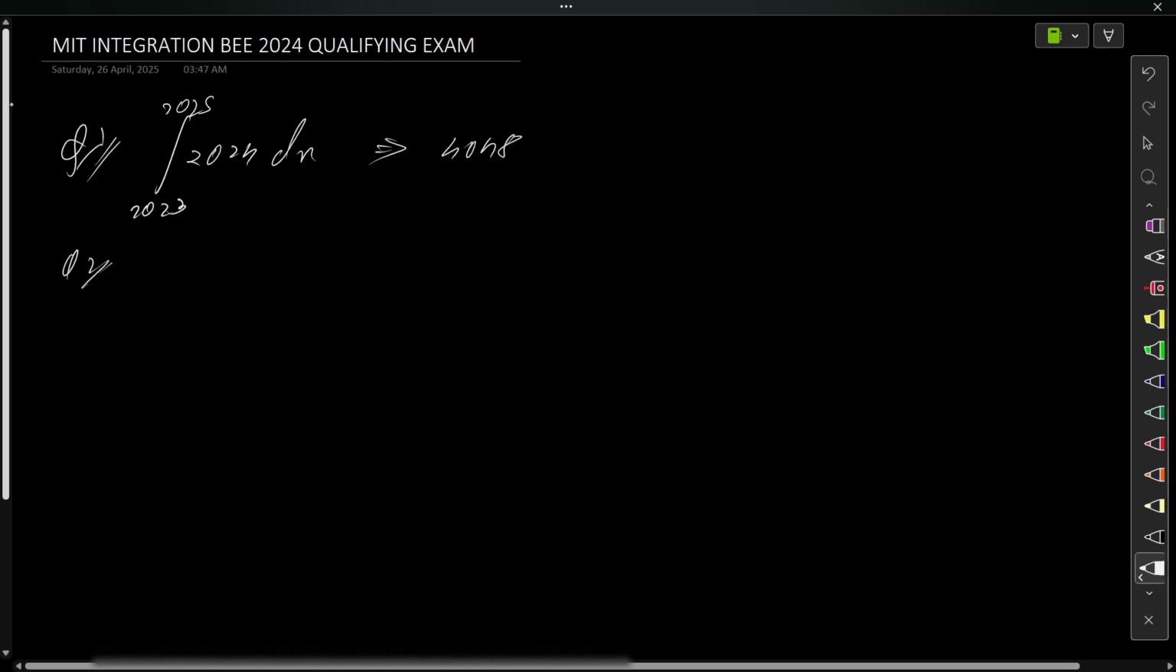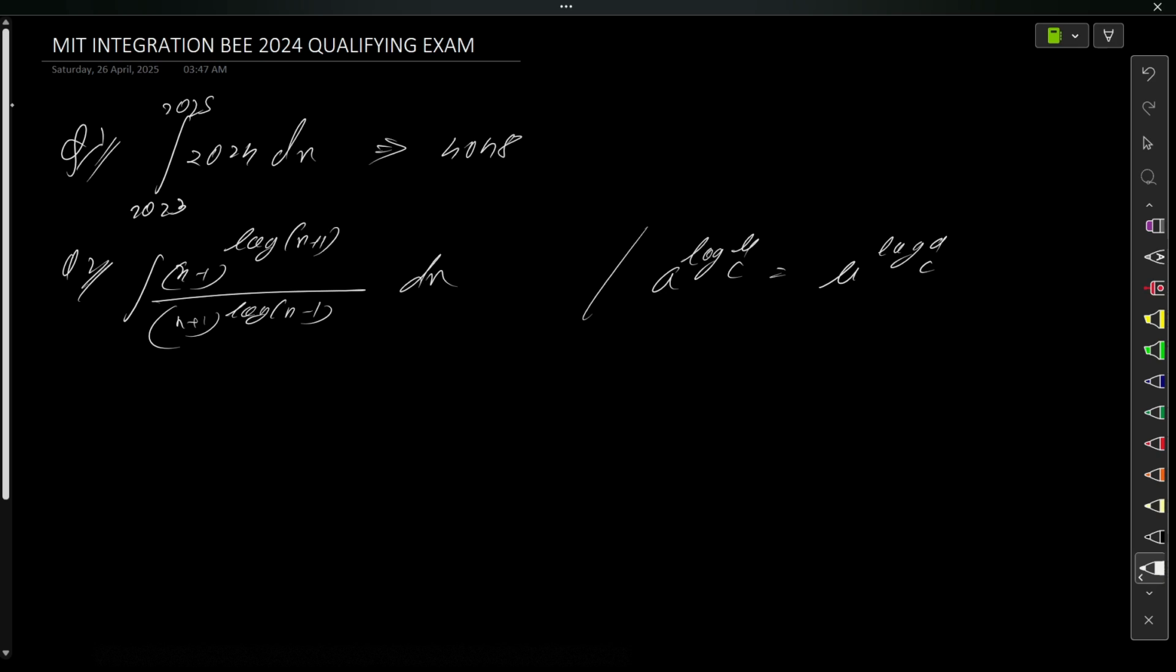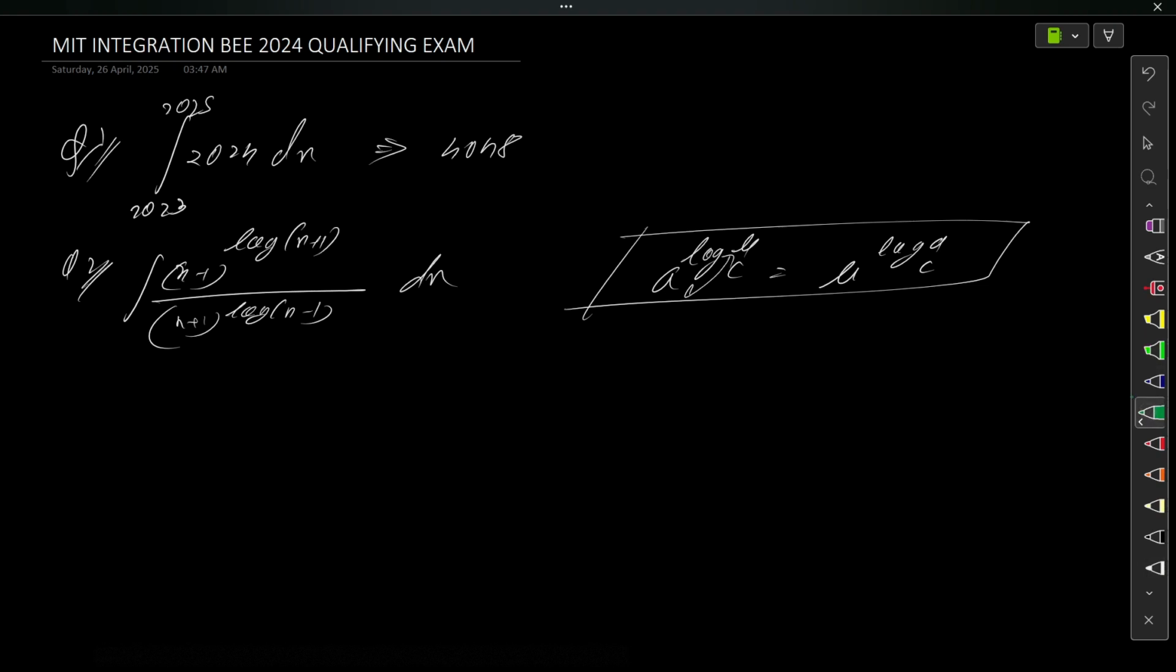Next question: integral of (x minus 1) whole to the power log of (x plus 1) divided by (x plus 1) whole to the power log of (x minus 1) with respect to dx. By using the property of logarithm, a to the power log of b base c could be written as b to the power log of a base c. I'm just interchanging these two terms from here.